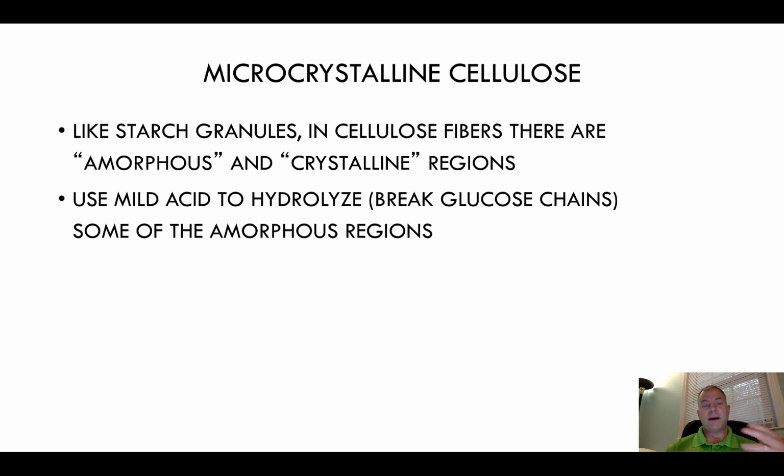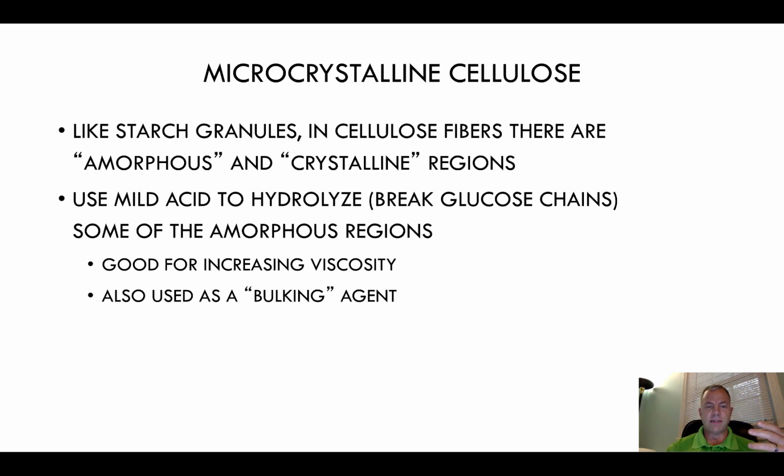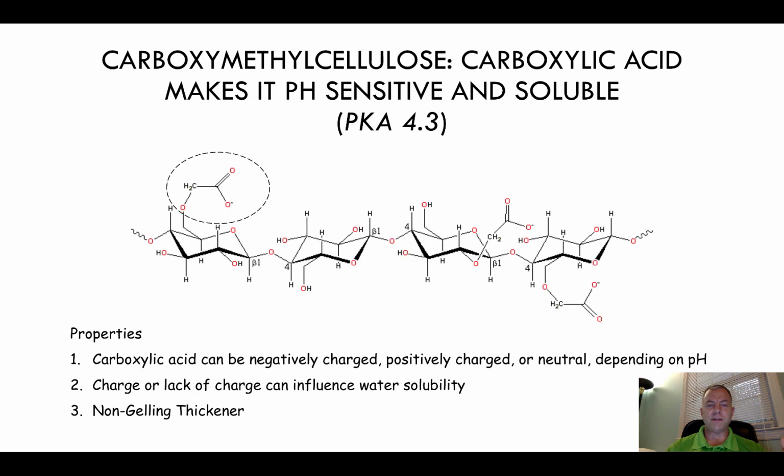If you use a mild acid treatment, you can break up some of those glassy or amorphous regions, and you might remember back to the depolymerized starch that we talked about a while back. What this does is it will help increase viscosity, and you can use this microcrystalline cellulose as a bulking agent. We see this now over and over again. Sugars as bulking agents, starches as bulking agents, things that can be used to dilute other materials if we wish.